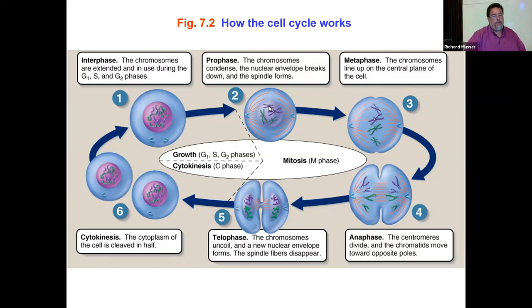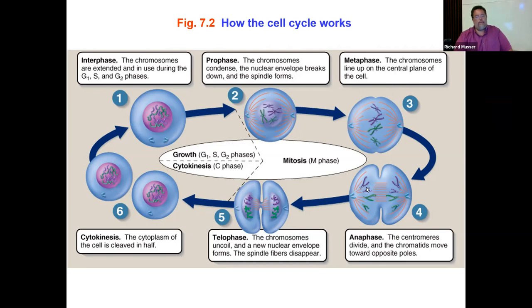So the chromosomes are very apparent. Then we're going to move into metaphase. And what you see is all the chromosomes lining up in the middle. If it was like an equator of the planet, they'd be all lining up near the middle. What is doing that are these microtubules. So the chromosomes are lining up in the middle, and we call that metaphase.